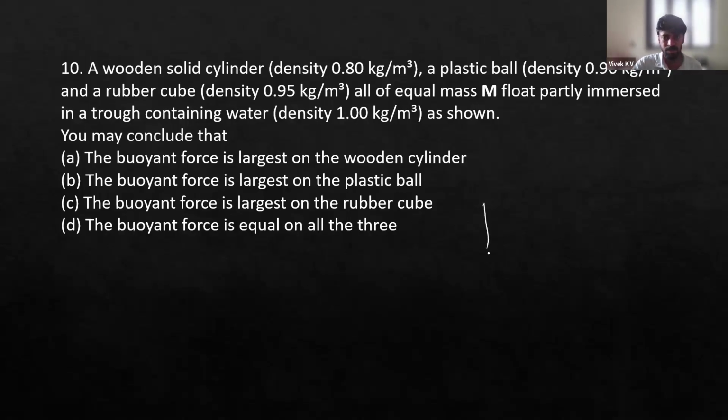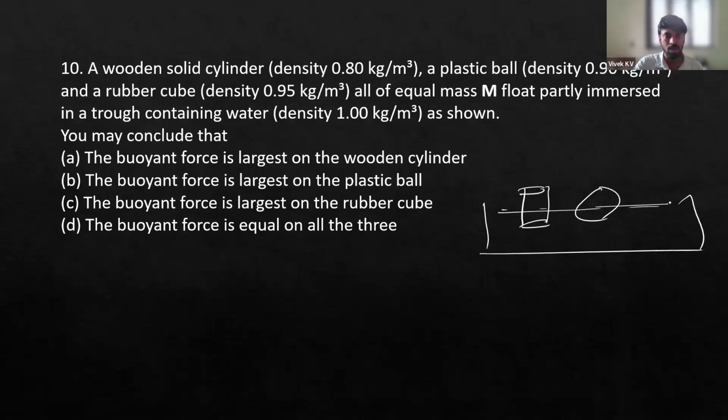We have a tank containing water, and we have a cylindrical piece of wood, then a spherical plastic bowl, and a rubber cube. All these are floating partly immersed in a trough containing water. Out of the following options, which is the correct one? The buoyant force is largest on the wooden cylinder. So what is buoyant force? Buoyant force depends on the density of the liquid into g into volume immersed.